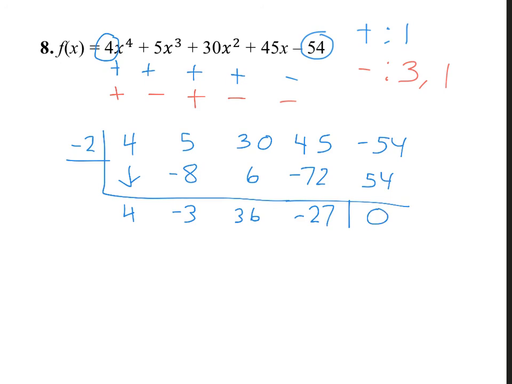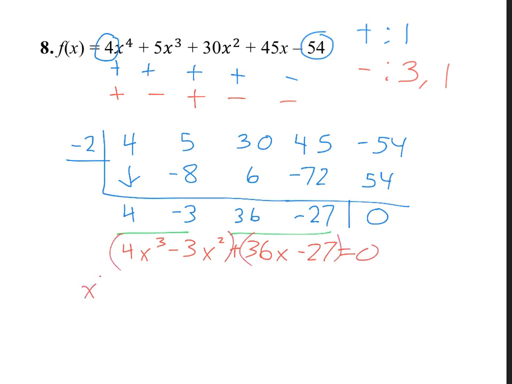All right, and again, we have good news. Grouping will work. I see the same ratio. If I multiply the first set of numbers by 9, then I will get the second set of numbers. All right, so the degree is now 3: 4x to the 3rd minus 3x squared plus 36x minus 27. First group, we can take out x squared. Second group, we can take out 9.